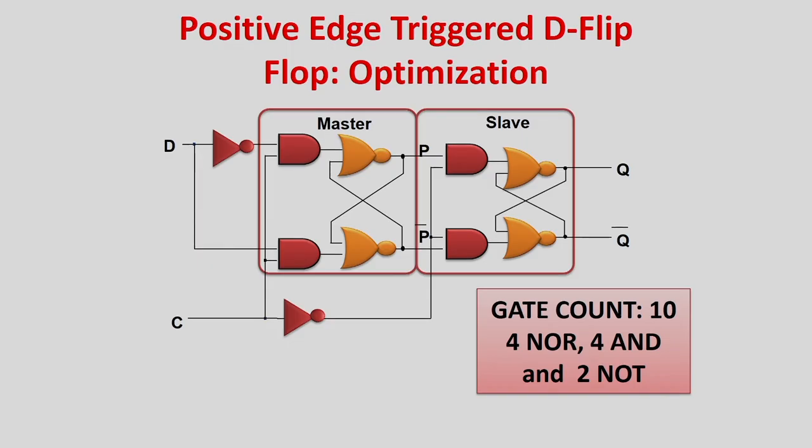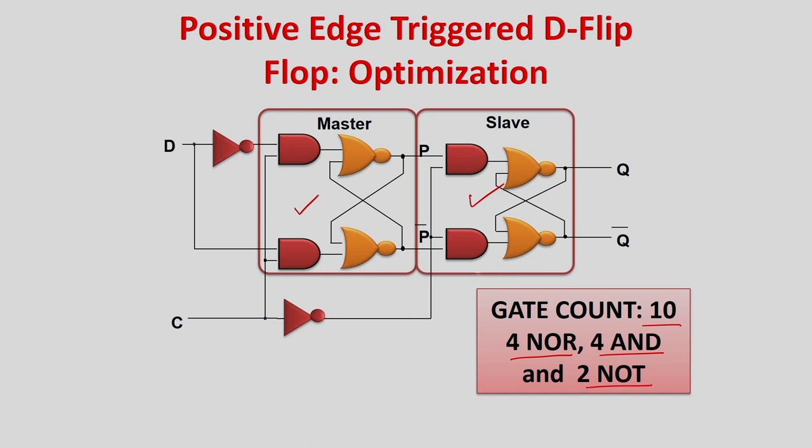And clearly we can see the positive edge triggered D flip flop we can optimize a little bit, and this is the basic one. This is the master flip flop and this is the slave flip flop. If you look at this circuit, you have a total of 10 gates, and out of this 4 are NOR gates, 4 are AND gates and 2 are NOT gates.